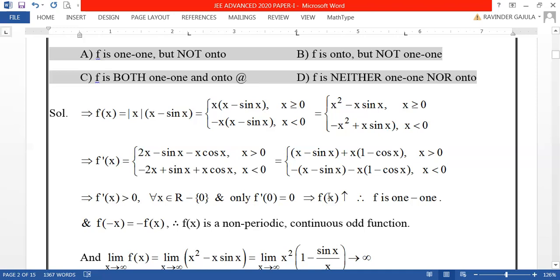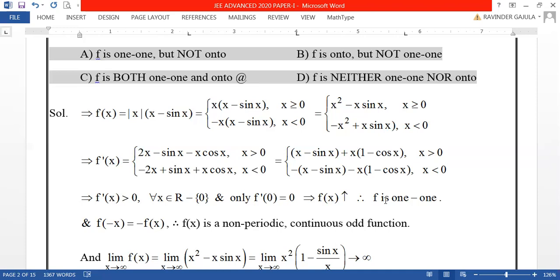So when f of x is strictly increasing, what will you say? F is 1-1. Why? Because every horizontal line will meet the curve at only one point. Do you know how we verify whether a function given by a curve is 1-1 or not? It will be verified by a horizontal line.